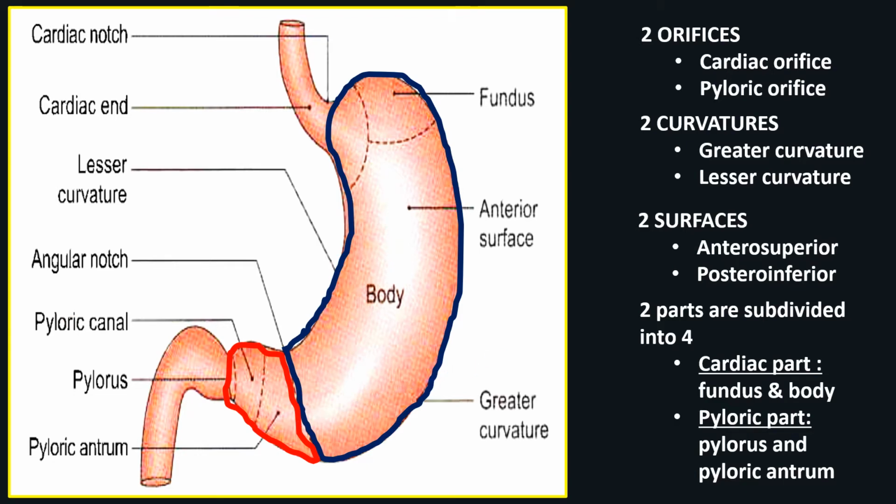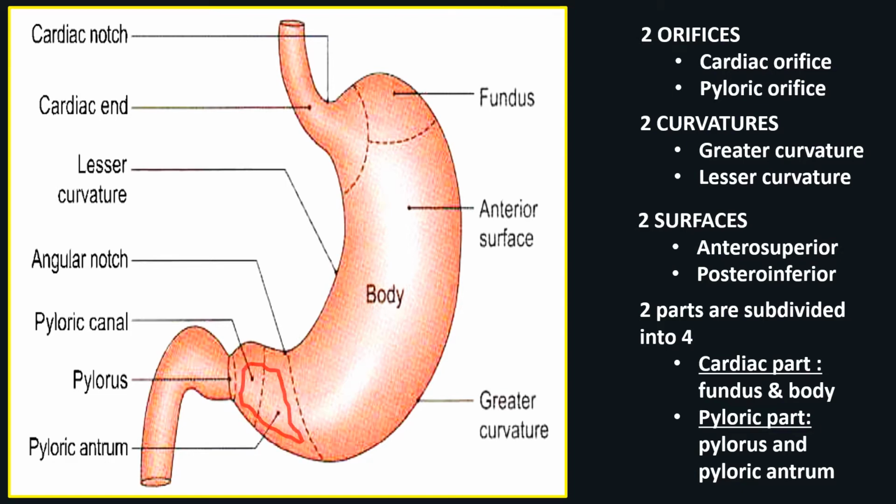The fundus of the stomach is the upper convex dome-shaped part situated above a horizontal line drawn at the level of cardiac orifice. Next is the body of stomach, which lies between fundus and pyloric antrum. Pyloric antrum is separated from pyloric canal by an inconstant sulcus, and then the pyloric canal is narrow and tubular, and it is the right end. It terminates at the pylorus.